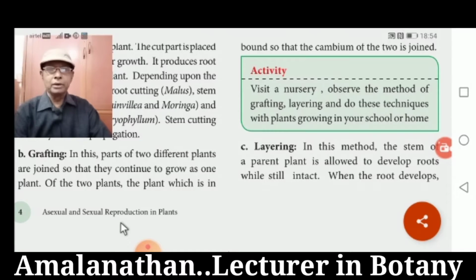Grafting is a technique of connecting two stem parts of two different plants so that they continue to grow into one plant. The part of the plant which is in contact with the soil is called stalk, and the part of the plant which is used for grafting is called scion.